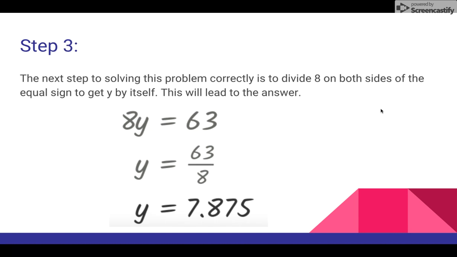The next step to solving this equation correctly is to divide by 8 on both sides of the equal sign to get y by itself. Here we have 8y equals 63, so you divide by 8, which cancels the 8 out, and divide by 8 over here, because what you do to one side, you do to the other. You get y equals 63 divided by 8, which is y equals 7.875.